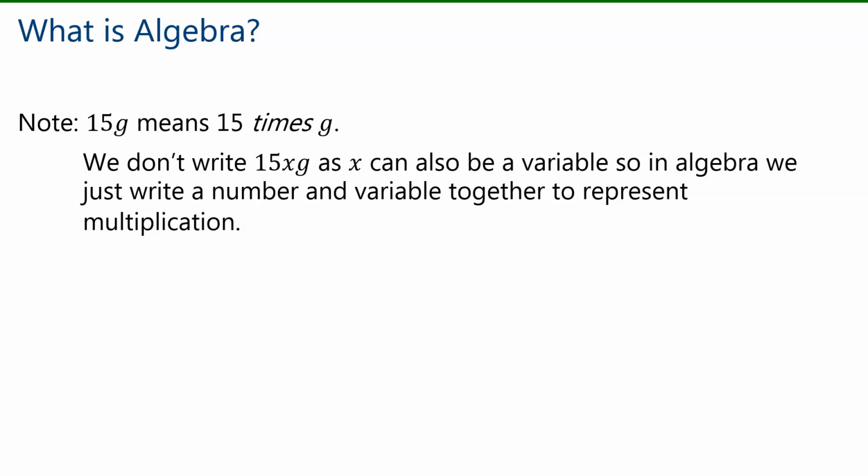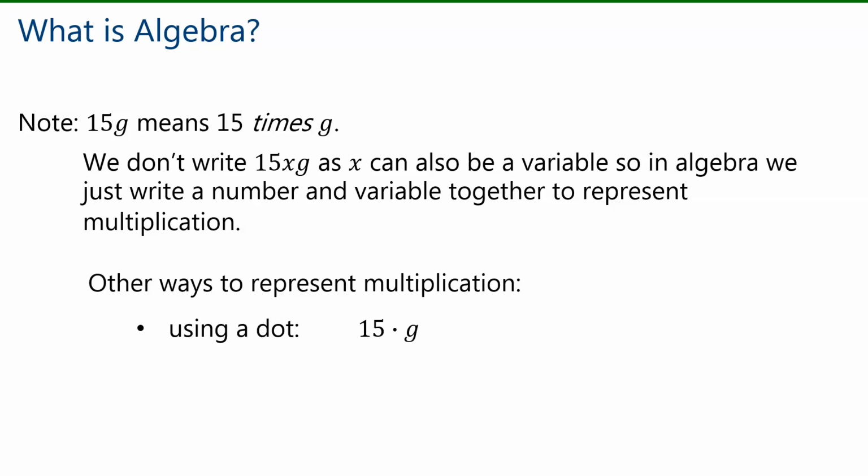Now there are a couple other ways you may see multiplication written, and that is using a dot. 15.g means 15 times g, or brackets. So if you had two sets of brackets next to each other, that means multiplication.